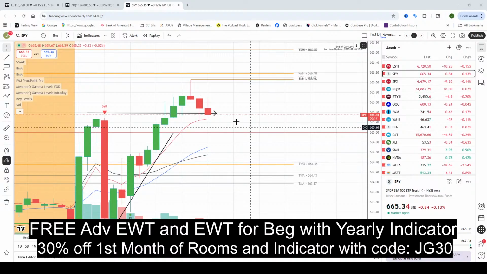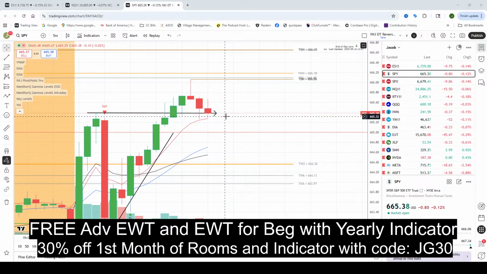I'd imagine if they close this bar red, the next bar will lead us into a sell, but I can't guarantee that. The NASDAQ still has to follow through a little bit.